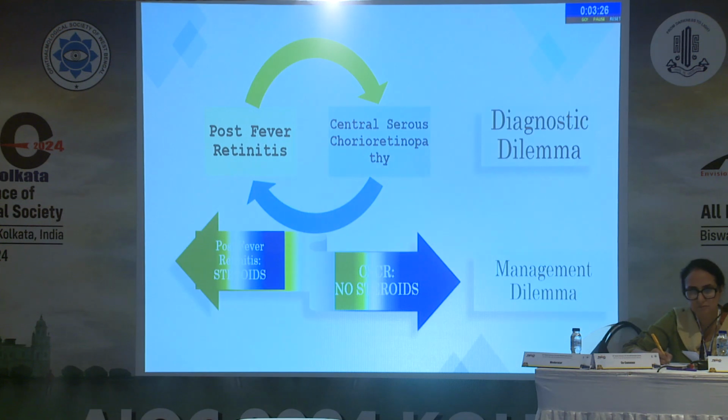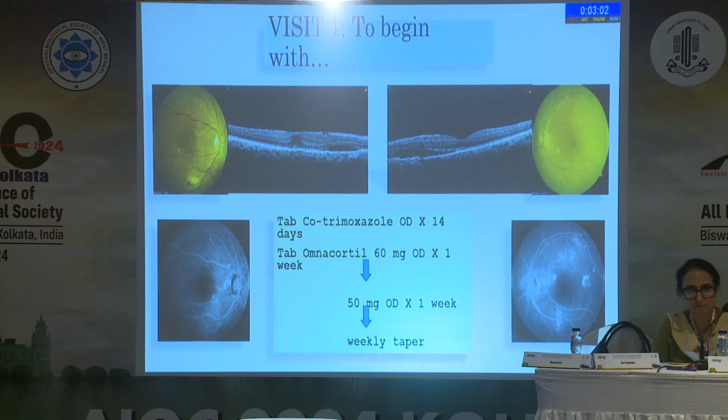So there are two options now. In the OCT also we couldn't find any cells in the vitreous cavity or anything like that. So it could be either post fever retinitis or a central CSR. But the treatment is totally different for both. For a post fever retinitis, we would start the patient ideally on steroids, and for CSR, ideally we should avoid giving steroids. So there was a management dilemma, but because the patient was having a history of typhoid, we went along with the diagnosis of post fever retinitis.